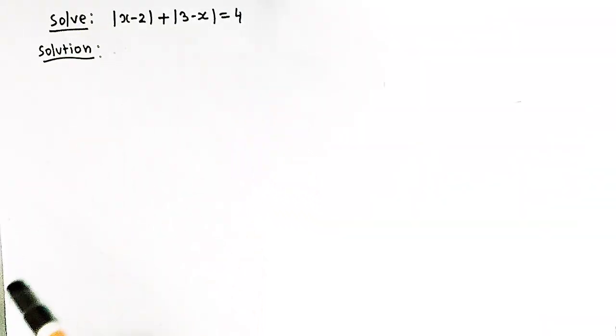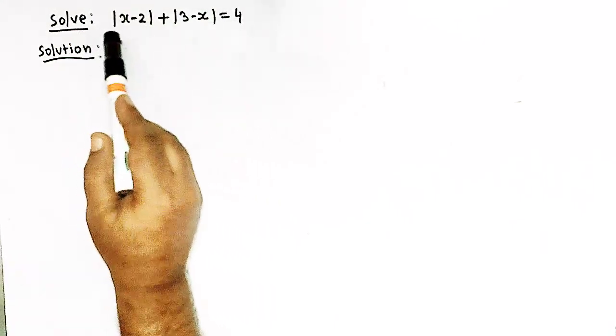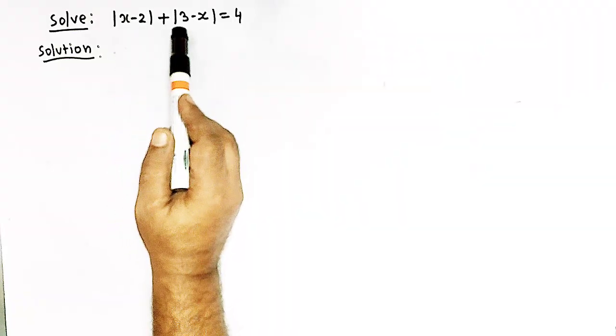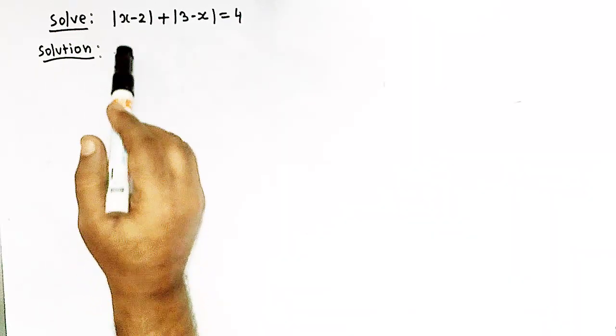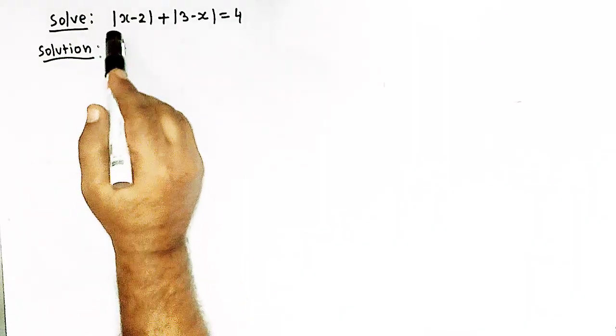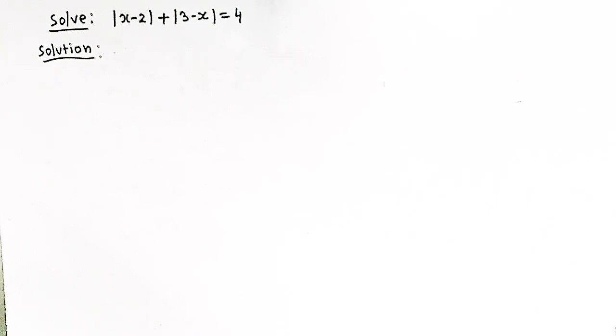So let us see the method by which we can find the solution of these kinds of equations, where we have the sum of two mod functions equal to some positive number. Let us use the method of intervals. Before applying it, let us first quickly define mod of x minus 2 and mod of 3 minus x using the definition of the mod function.